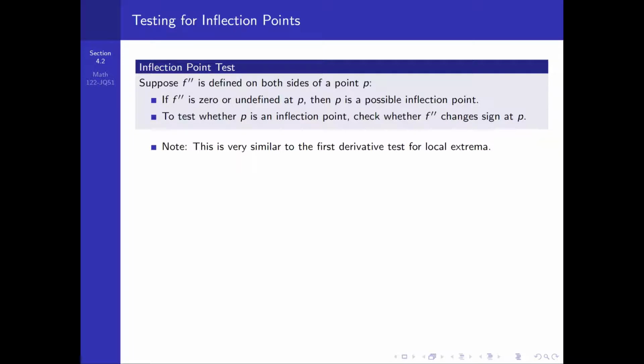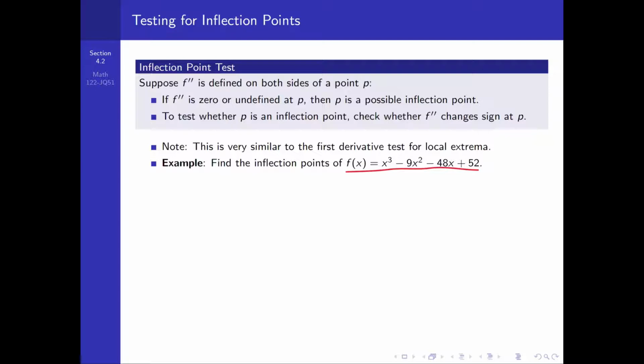So again, this is very similar to the first derivative test that we used for local extrema to find the critical points that are local minimums or local maximums. So here's an example of finding inflection points. Let's say we have the function f of x equals x cubed minus 9x squared minus 48x plus 52.